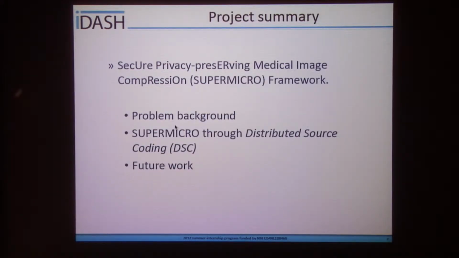The goal of this project is to provide practical solutions for secure privacy-preserving medical image compression. Here we call our framework SUPERMICRO. For the outline of today's presentation, first I will start with a quick review about the background. It's about the security and the efficiency of medical image sharing system, then followed by our proposed SUPERMICRO framework. Finally, I will discuss some future work.